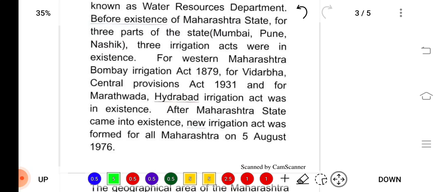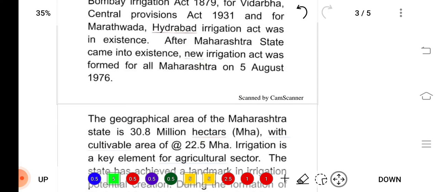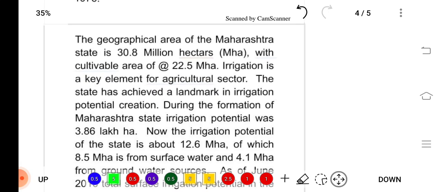For Western Maharashtra, the Bombay Irrigation Act 1879; then the Vidarbha Central Provinces Act 1931; and for the Marathwada region, the Hyderabad Irrigation Act was in existence. After the Maharashtra state came into existence, new irrigation acts were formed on 5th August 1976. Basically, Maharashtra's geographical area is 30.8 million hectare, with a cultivable area of 22.5 million hectare. So irrigation is the key element for the agriculture sector.